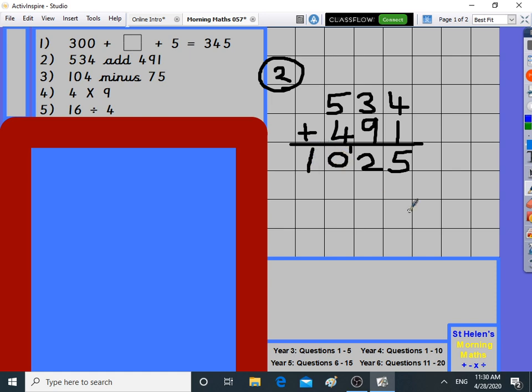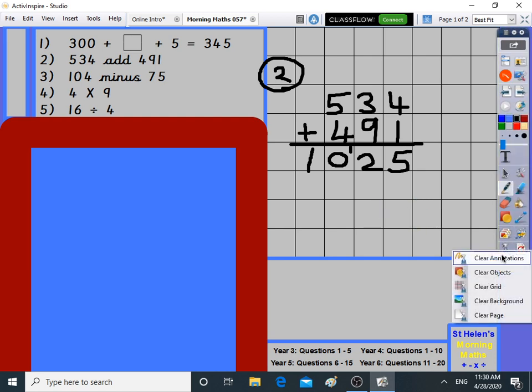Don't worry if you can't record it as fast as me. Just pause the video and get caught up. But please copy all the workings, record all the workings. 1025. Plus makes things bigger, and what we had got bigger. Let's move on to question 3.